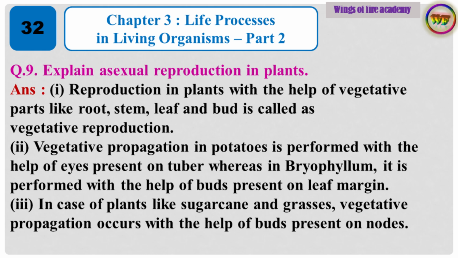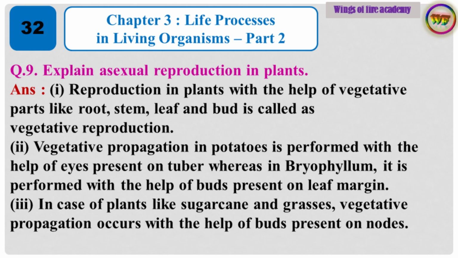Question 9. Explain asexual reproduction in plants. Answer. Point 1. Reproduction in plants with the help of vegetative parts like root, stem, leaf and bud is called vegetative reproduction. Point 2. Vegetative propagation in potatoes is performed with the help of eyes present on tuber, whereas in bryophyllum, it is performed with the help of buds present on leaf margin.